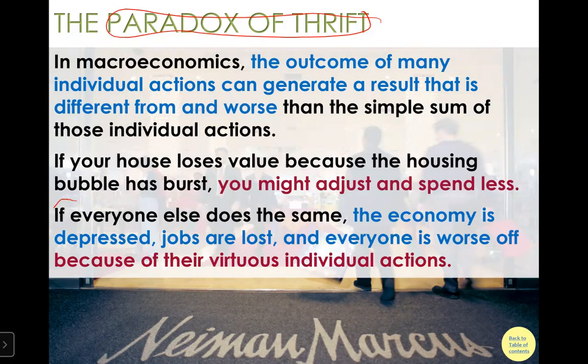So let's just read the last sentence. If everyone else does the same, meaning I respond to a downturn or recession by cutting spending, and then the economy is depressed, jobs are lost, and everyone is worse off because of their virtuous individual action. So from your individual point of view it is optimal, but from the aggregate point of view it becomes detrimental. So we are at the perfect time to understand this paradox of thrift, right?